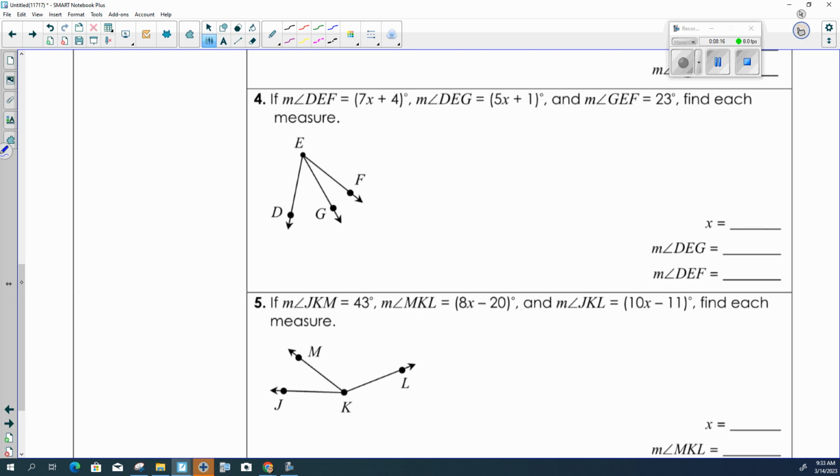Elizabeth, will you read number 4 for us? So you say if the measure, that's how you read it. If the measure. These are the specific measures that they want you to find. Please label your picture.